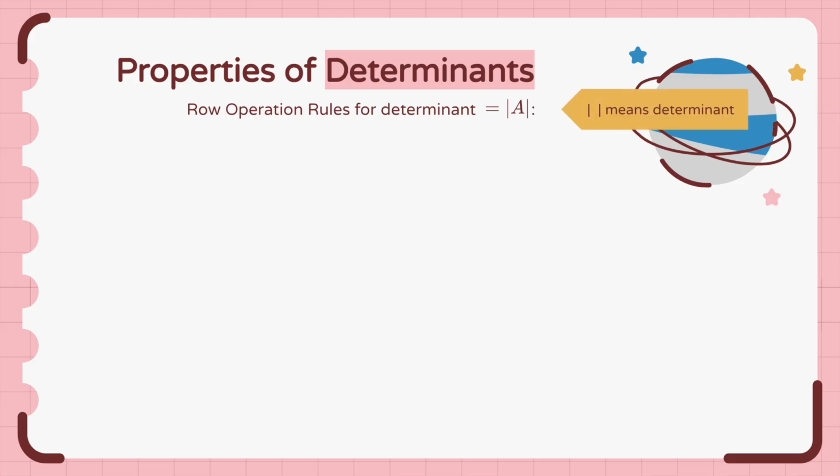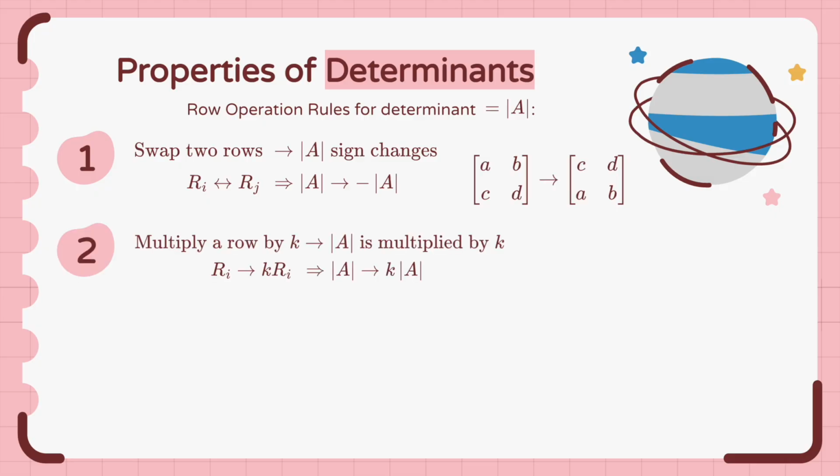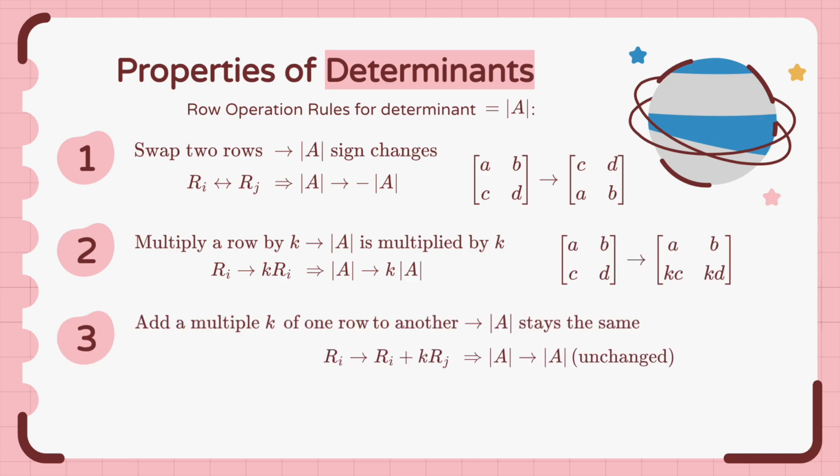Remember, the vertical bars here don't mean absolute value, they mean the determinant of some square matrix A. Rule 1. If you swap two rows, the sign changes. Positive becomes negative or negative becomes positive. Rule 2. If you multiply a row by some constant k, the determinant also gets multiplied by k. Rule 3. If you add a multiple of one row to another, the determinant stays the same. Let's go through each rule with a bit more depth.